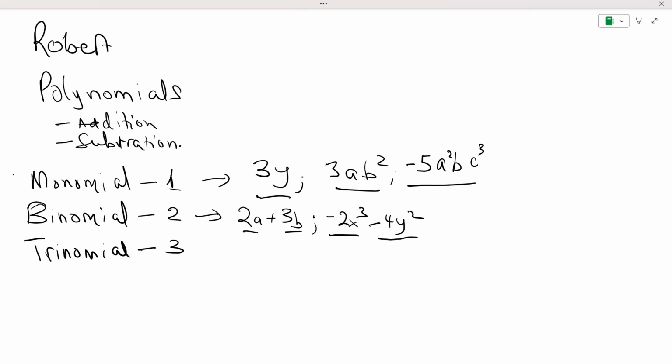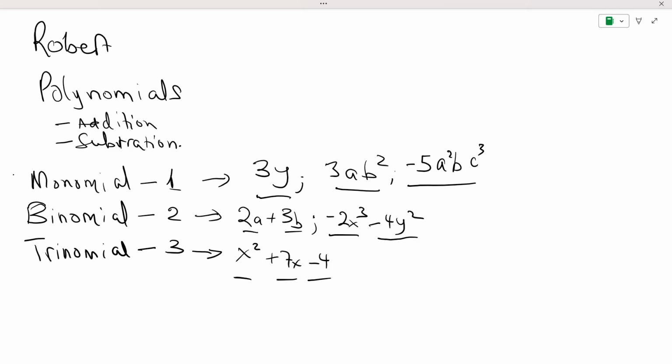Now, how about a trinomial? A trinomial looks something like this: x squared plus 7x minus 4. So it has got three terms.